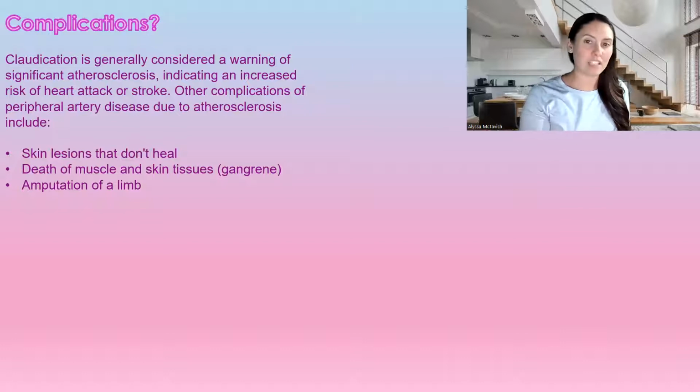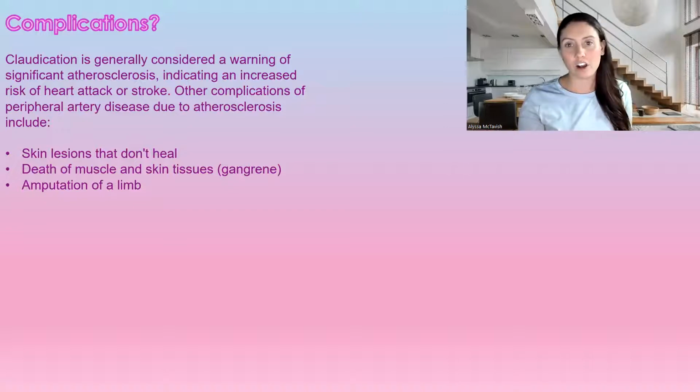We have to fix what is causing it. We can't fix this unless they have surgery to open up those arteries. We can also have death of muscle or skin tissue, so gangrene. They can lose limbs because of this, okay? So this is generally a warning sign. That's why you always want to see your doctor if you have signs and symptoms of this.